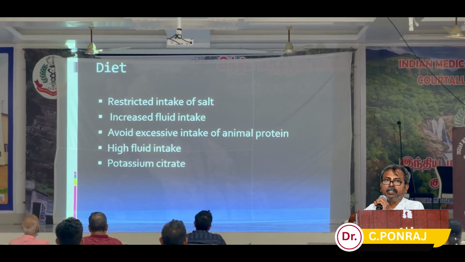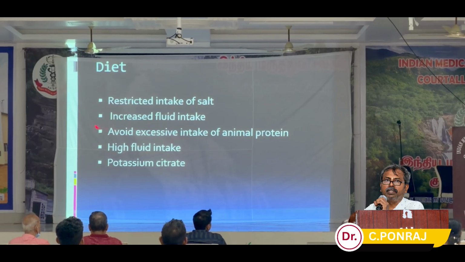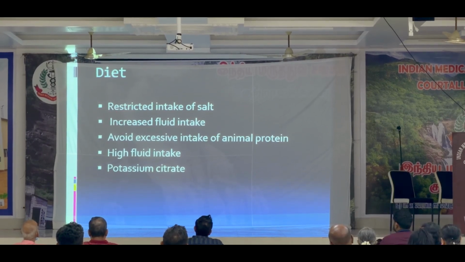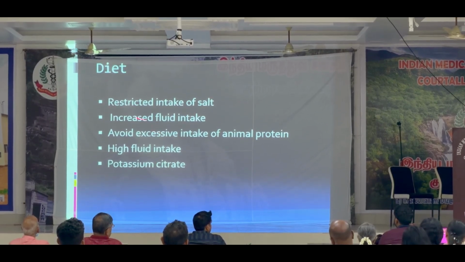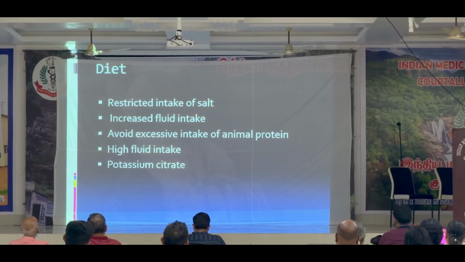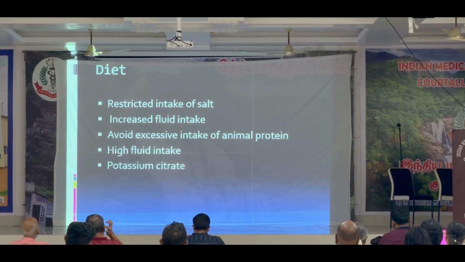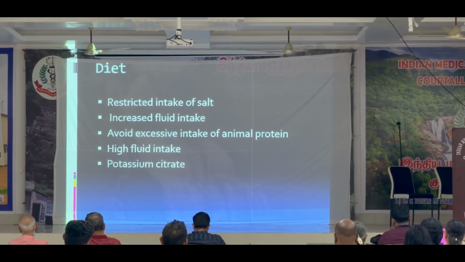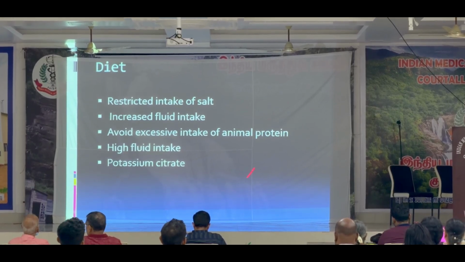Kidney is the toilet of our body. If you want a clean toilet, you should wash it more. Likewise, you have to take more fluids. Restricted intake of salt is not possible in our culture, but we can suggest they not have food outside in hotels, because in hotels, to increase the taste, they add more salt. So to restrict salt intake, we ask them not to take food outside.